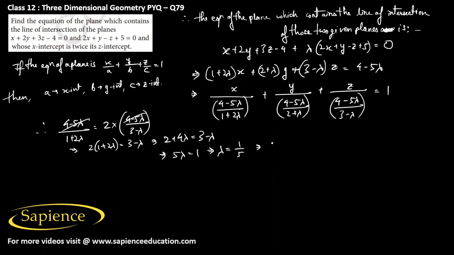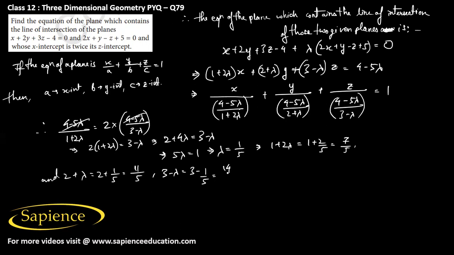So if lambda equals 1 by 5, then 1 plus 2 lambda will be equal to 1 plus 2 by 5, which is 7 by 5. And then 2 plus lambda will be 2 plus 1 by 5, that is 11 by 5. And 3 minus lambda will be 3 minus 1 by 5, which is 14 by 5.